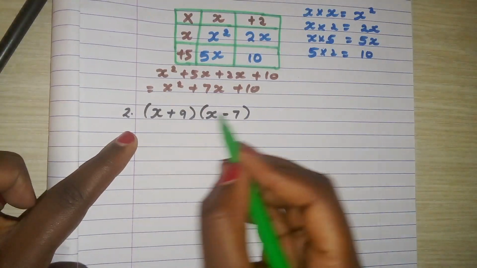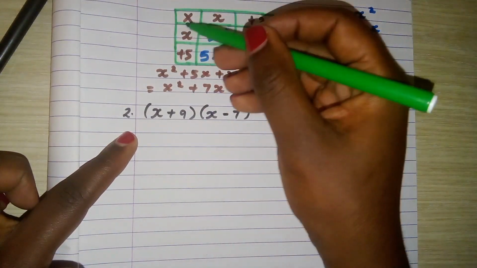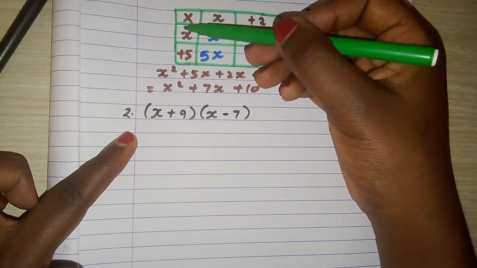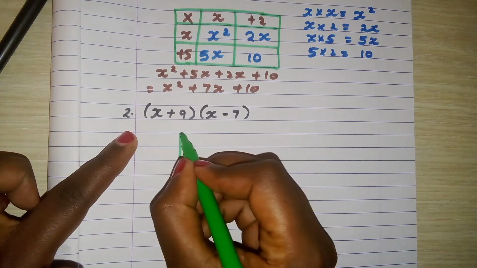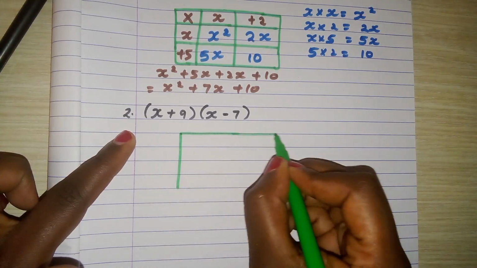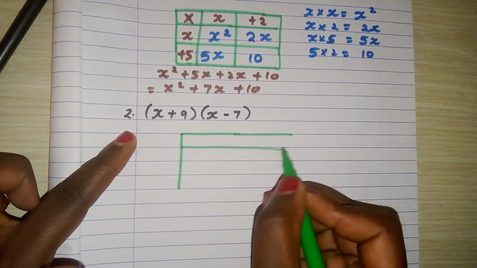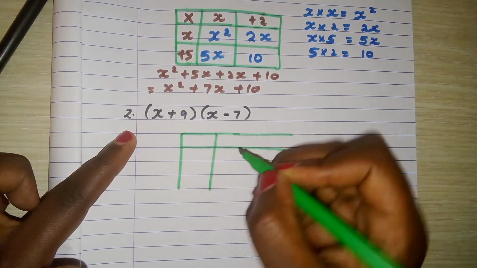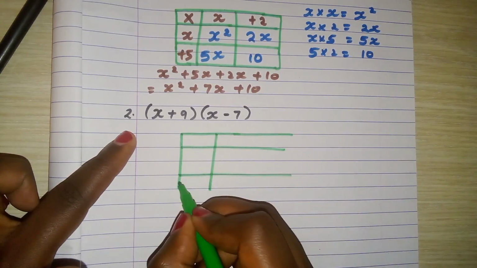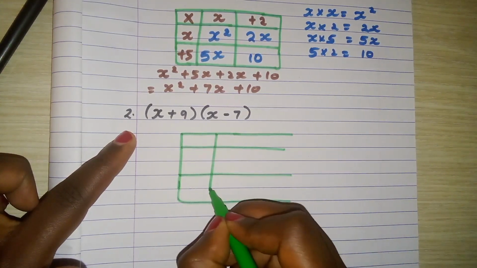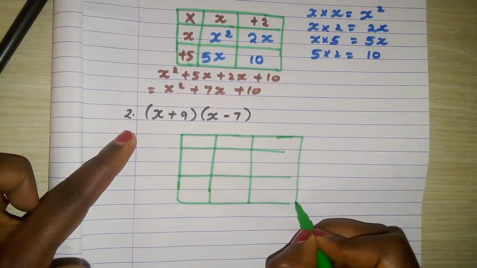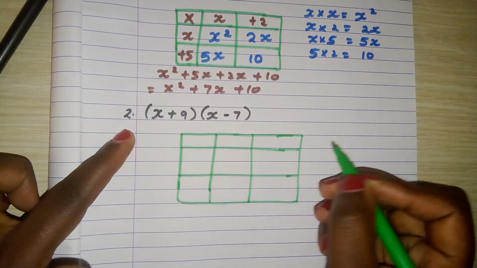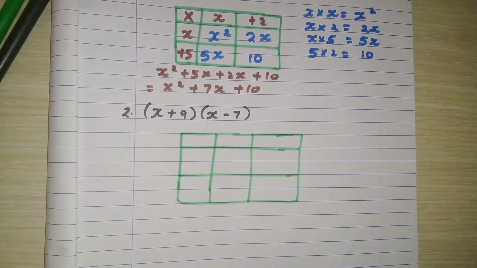Number 2, we have x plus 9 and x minus 7. So I'll make it a bit longer. Here I used 1, 2, 3, 4. I can use 5 going down. So we have that one. And you can use a ruler. Okay, so after drawing that, you put the values.